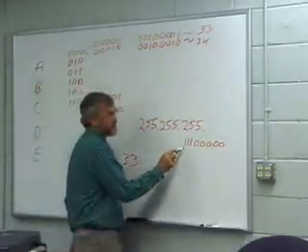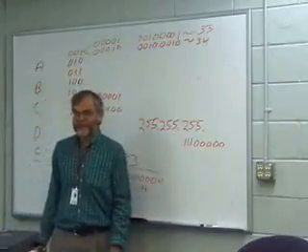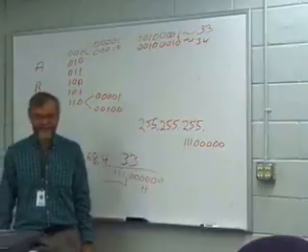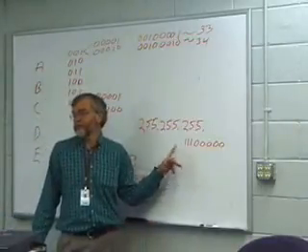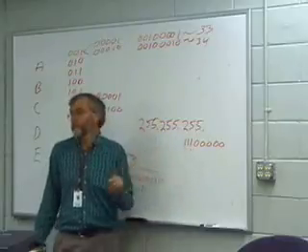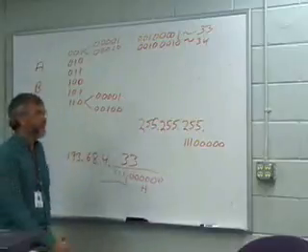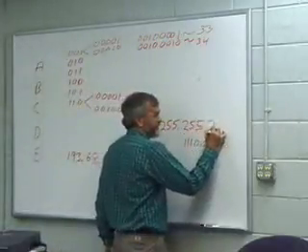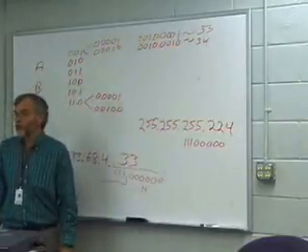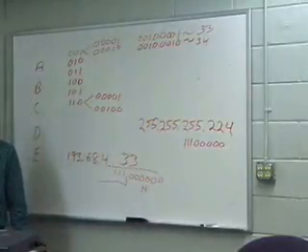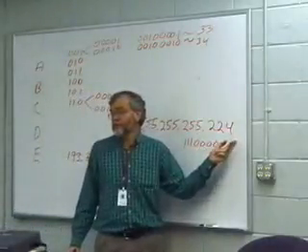128 plus 64 should give us 192, plus 32 gives us 224. Off by 1 bit. So everybody follow where I got the 224 from now? And so the 224, this is what you would see in the subnet mask.